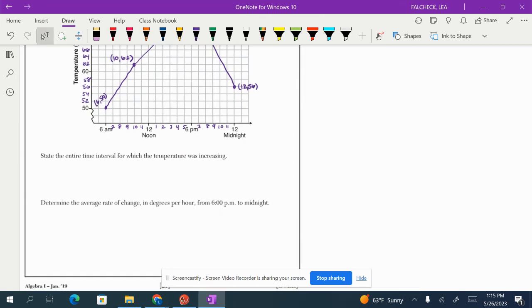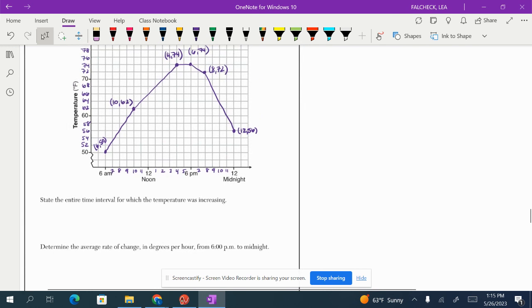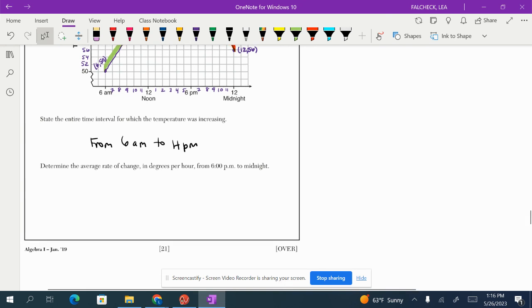State the entire time interval for which the temperature was increasing. So when we're looking for intervals of increase, we're going to look for the spots where the graph is going up as we read from left to right. So we're increasing from here to here, and again from here to here. And then it looks like we kind of level off and we're constant here. And then we are decreasing for the remainder of the graph. So the entire time interval for which the temperature is increasing is from 6 a.m. to 4 p.m. And then after that, the graph is either constant or going down.